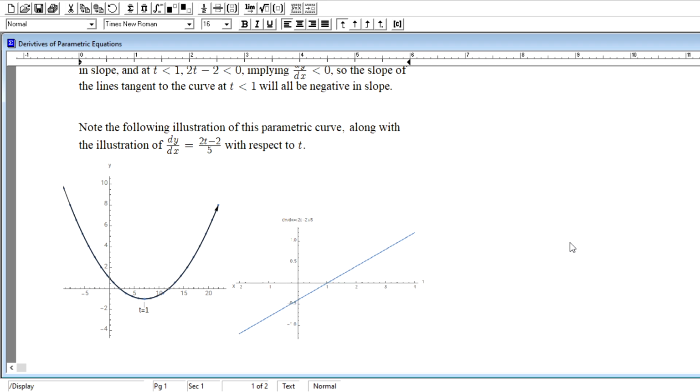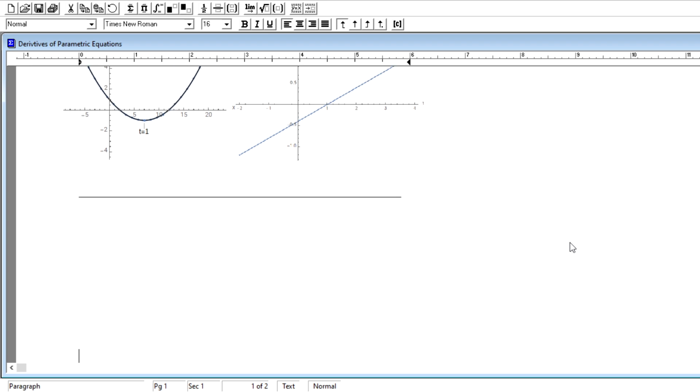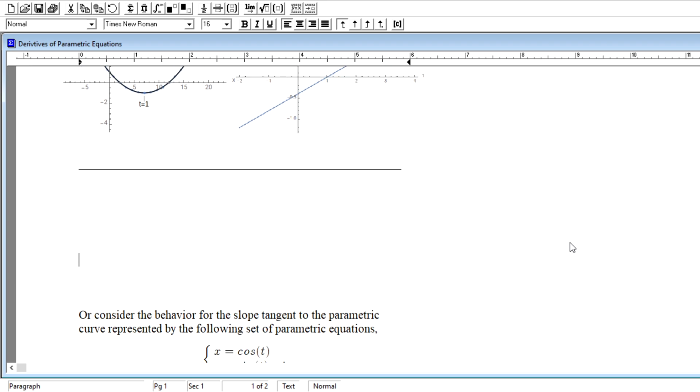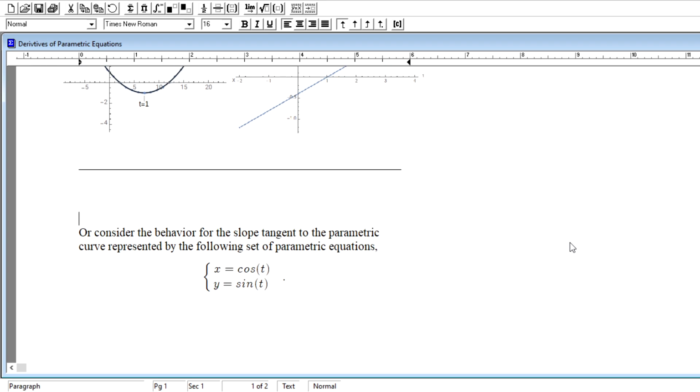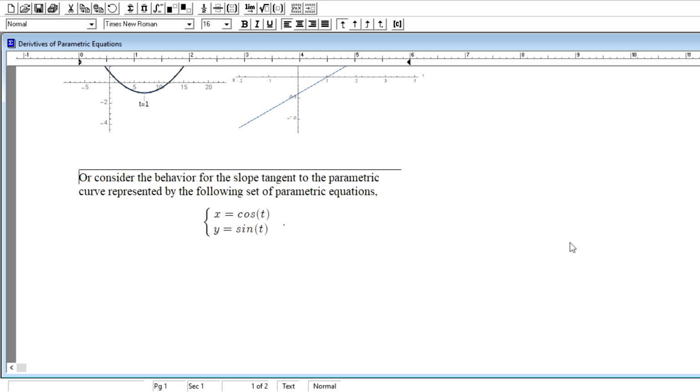If we look at another example, we might consider the behavior of the slopes tangent to this parametric curve. x equals cosine t, y equals sine t. You might recognize this curve as being, again, another case for a circle centered at the origin with a radius of 1. This is the description of the unit circle, parameterized in terms of parameter t.